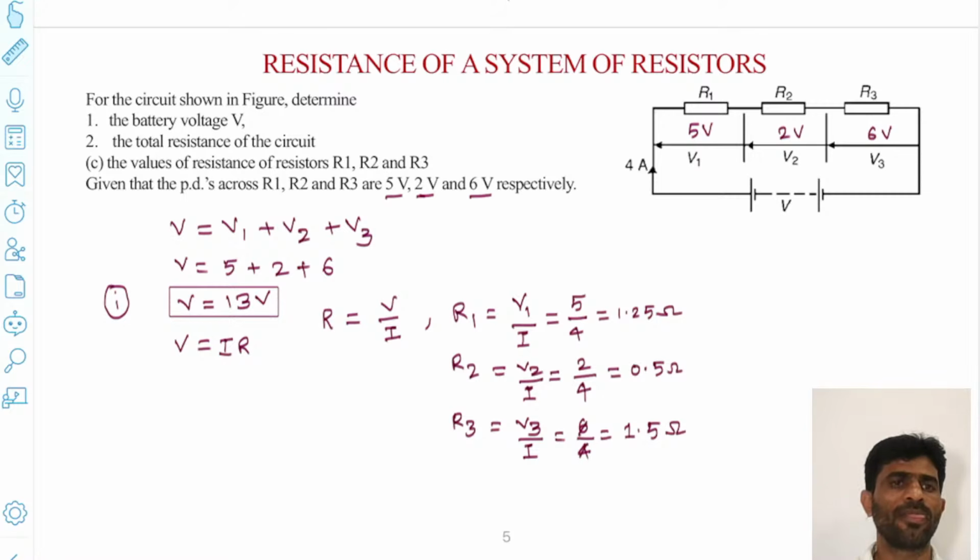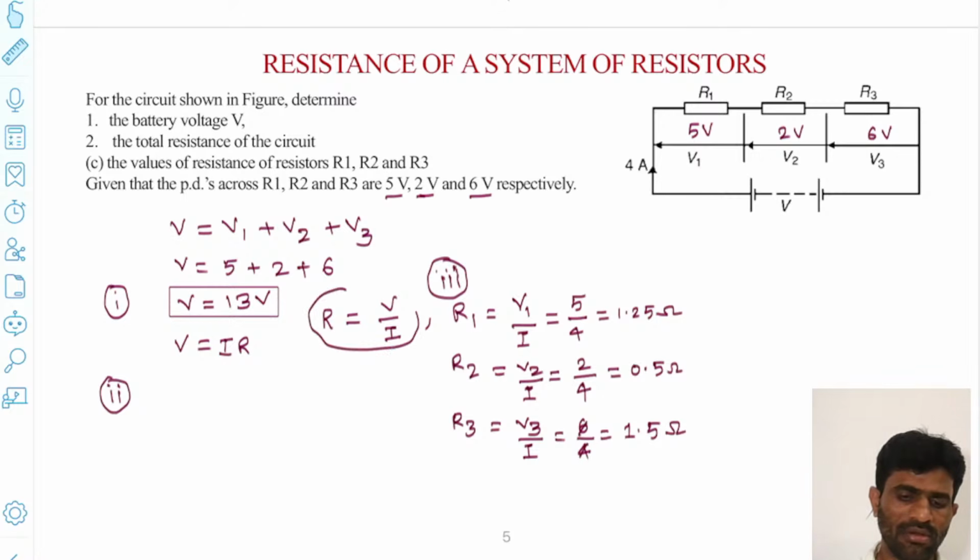Now, the second question is total resistance we have to find. The last question is all the individual resistances. Okay, now here we got the third one. So how to find the second one? We can add all these, R is equal to R1 plus R2 plus R3, or we have another way, R is equal to V by I. We wrote here the formula R is equal to V by I. Total voltage we know, 13. Total current we know, 4.